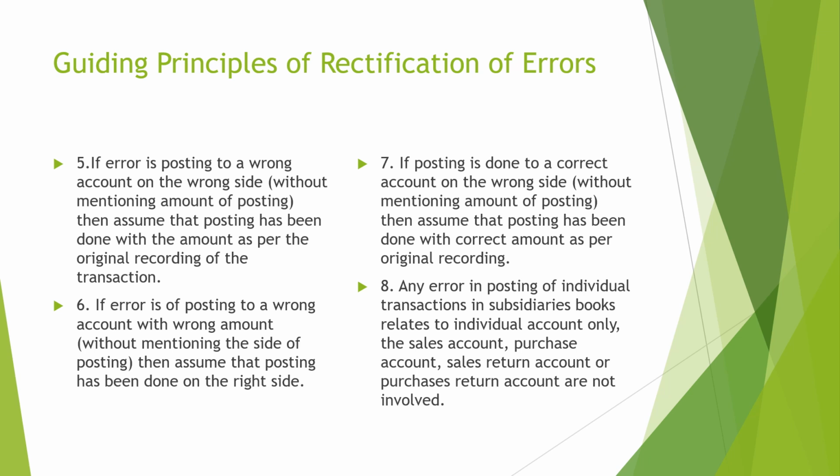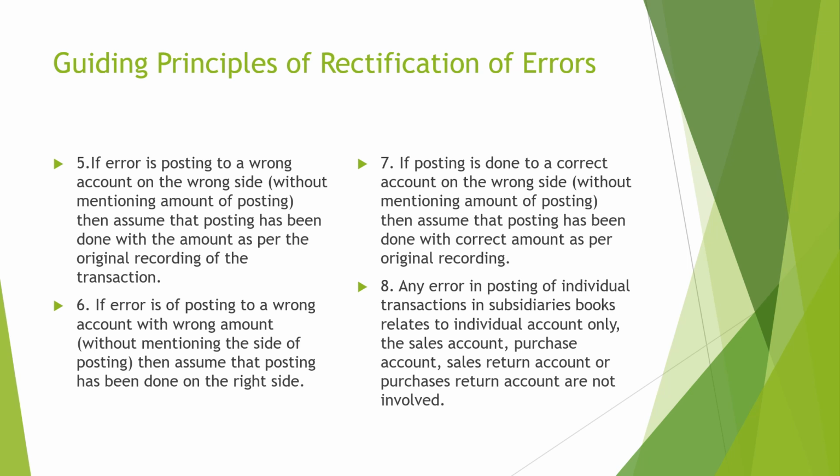So guiding principles, again we are proceeding. If error is in the posting to a wrong account on the wrong side without mentioning amount of posting, then assume that the posting has been done with amount as per the original recording of transactions. If error is in the posting to a wrong account with wrong amount without mentioning the side of posting, then assume that posting has been done on the right side. If posting is done to a correct account on the wrong side without mentioning amount of posting, then assume the posting has been done on the correct amount as per original recording.